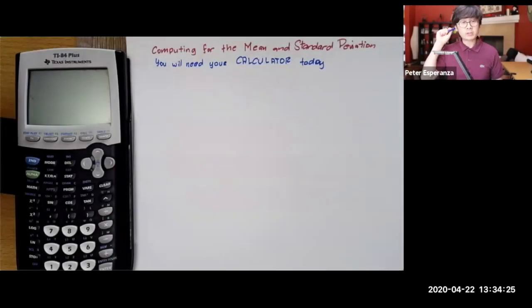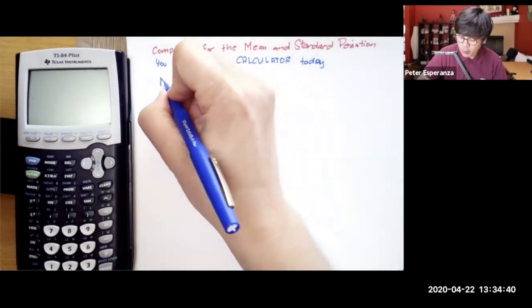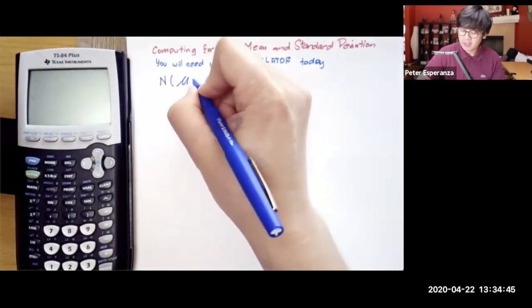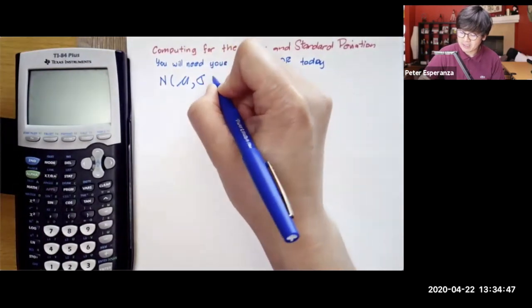So today we're going to be using your calculator because we're going to be computing for the mean and the standard deviation of an ungrouped data. So last week we've learned the empirical rule, and in the empirical rule, we use the normal distribution or normal approximation, which is given by mean and standard deviation.